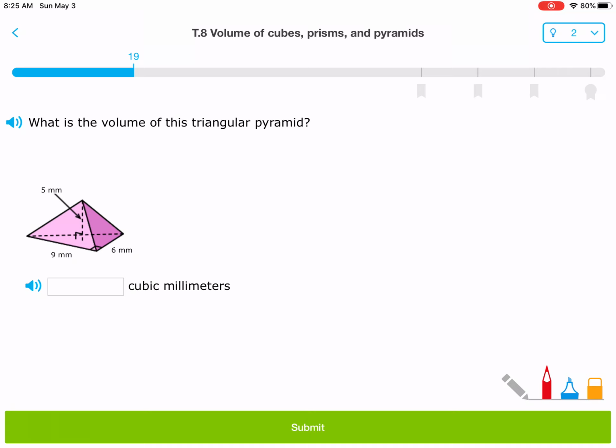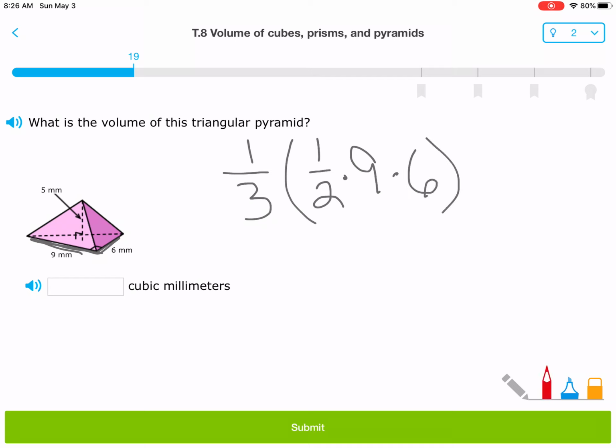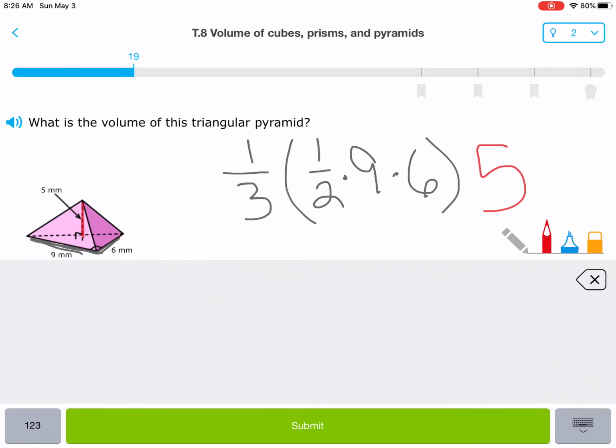What is the volume of the triangular prism? So we're going to be using that same formula we just did. 1/3 times the area of the base. The base is a triangle, which is 9 and 6. So the area of a triangle is 1/2 times 9 times 6. And then we need the height of the prism. The height of the prism is 5. So again, I can multiply that straight out. 1/3 times 1/2 times 9 times 6 times 5. I got 45.